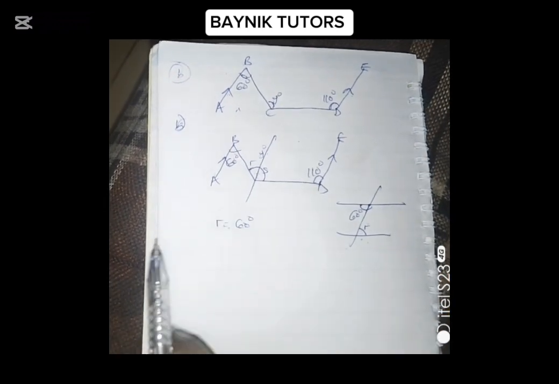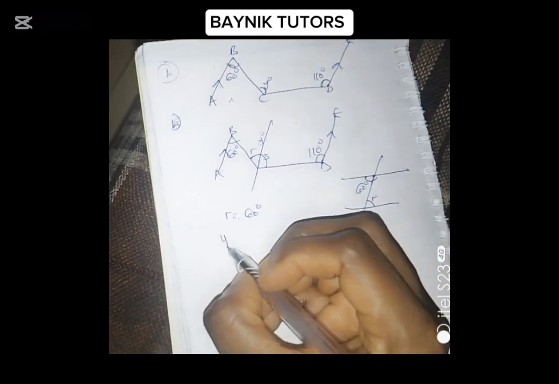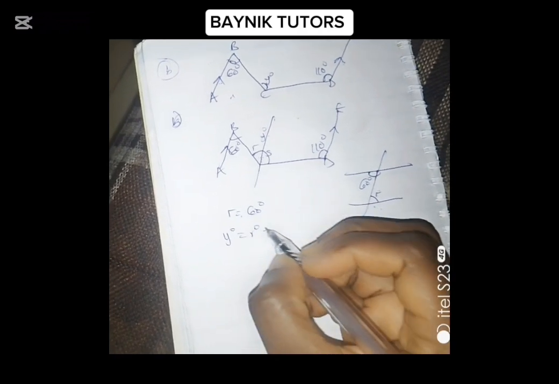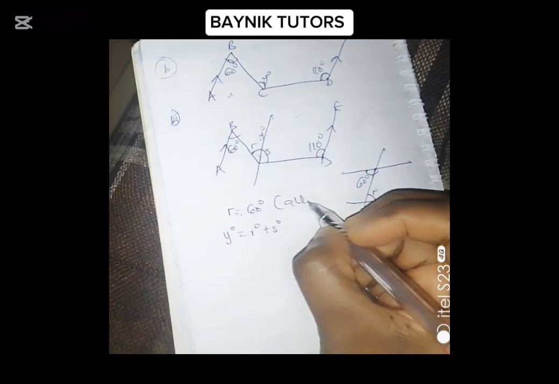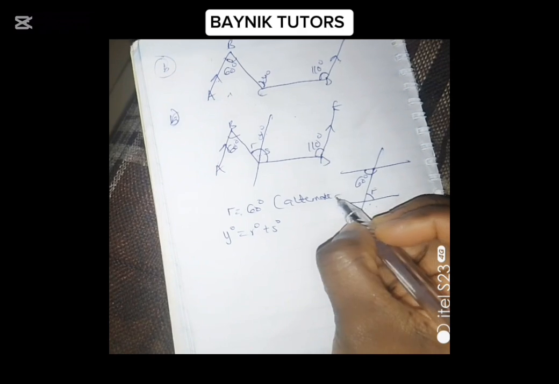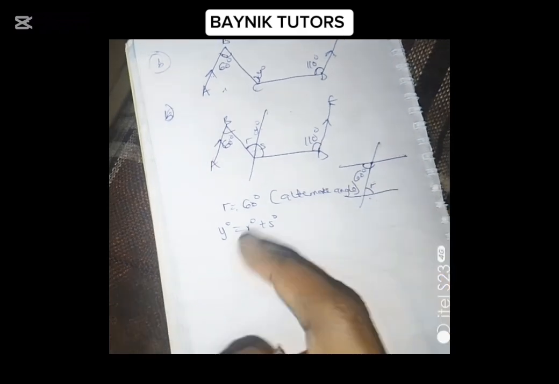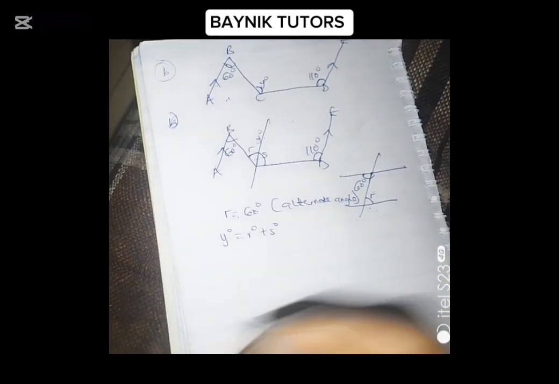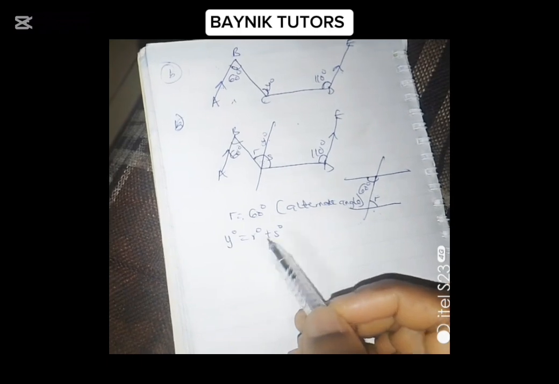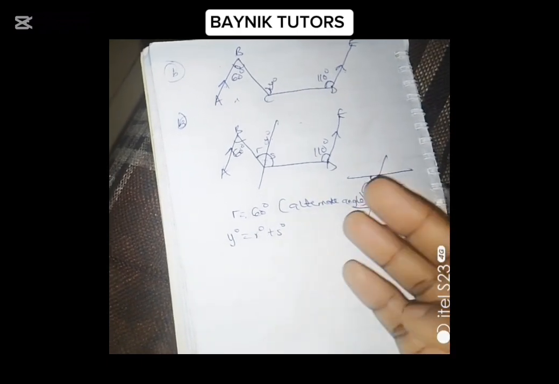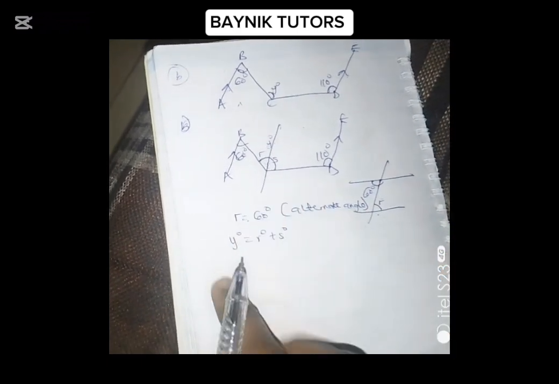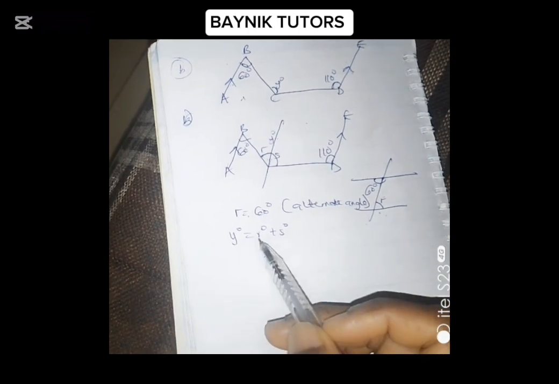So now let's move on. So now Y equals R degrees plus S degrees. Always indicate it when you are working on something like this, so whoever is watching or looking at you will have a better understanding. Whoever wants to mark it can have a better understanding of what you're doing. You get it now? So let's go on.